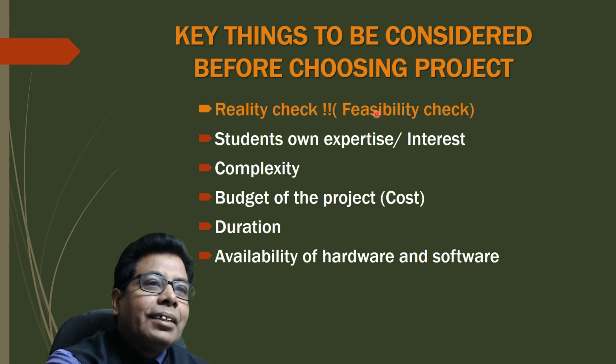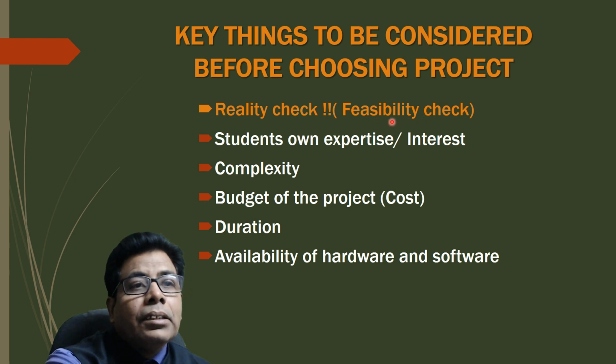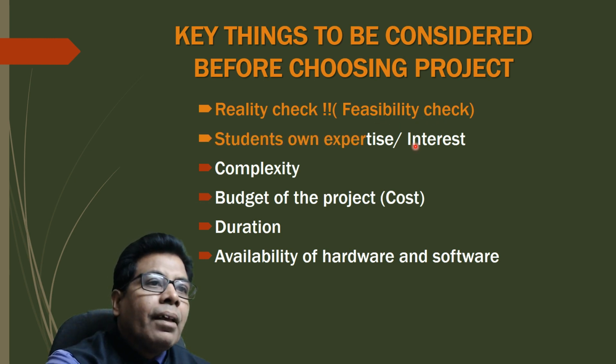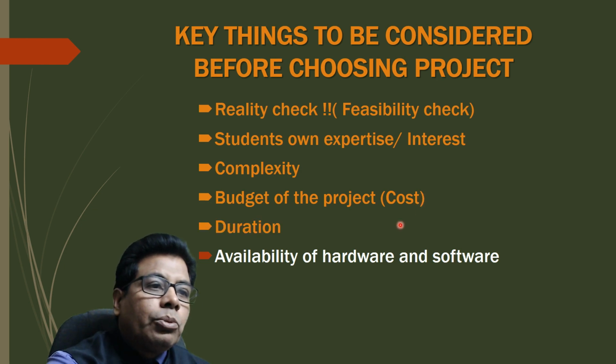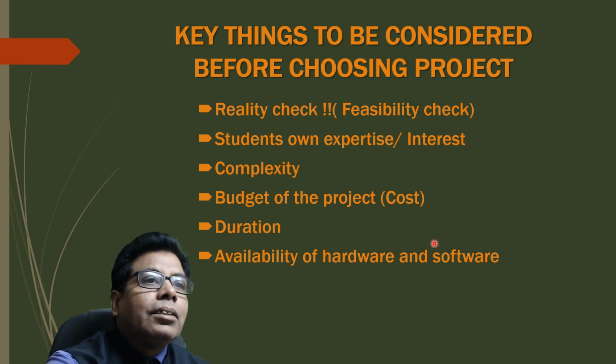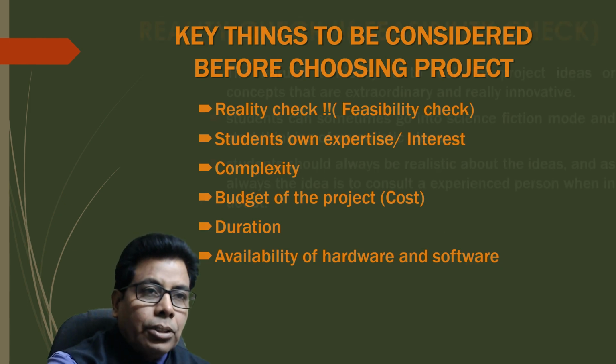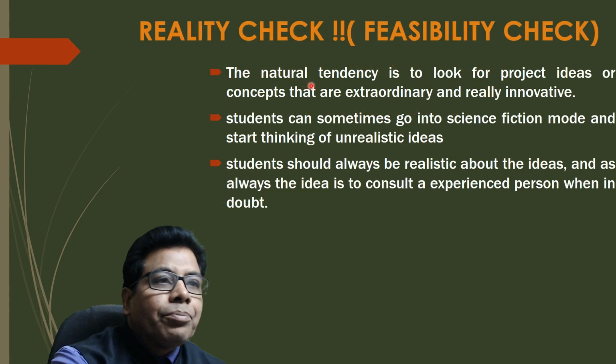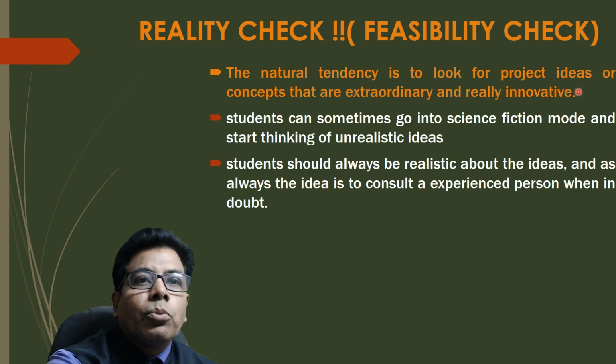First is reality check or feasibility study or feasibility check. Then second is students' own expertise or interest. Then third is complexity. Fourth is budget for the project and duration of the project, availability of hardware and software. So these are the 6 points which are to be considered before choosing the project. Let us see what is reality check. A natural tendency is to look for project ideas or concepts that are extraordinary and really innovative.